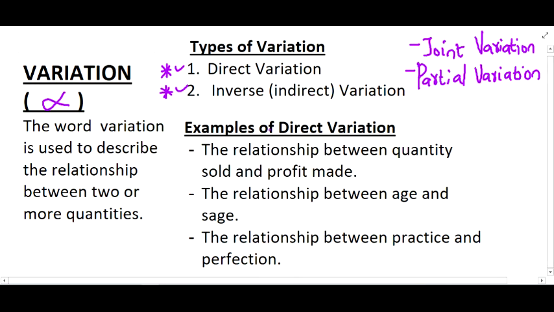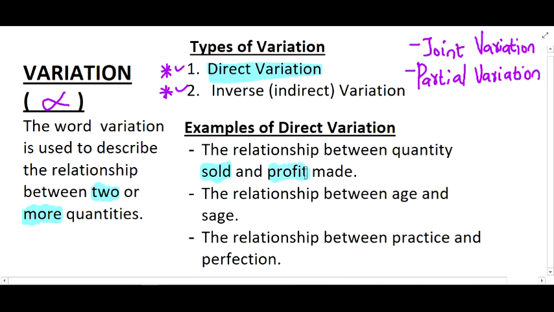Okay, examples of direct variation. Now I'm dwelling on direct variation, which is the first part of this class. On direct variation we have examples: the relationship between quantity sold and profit made. And remember I told you that this is the relationship between two or more quantities. So now we have two scenarios here. The relationship between quantity sold and profit made.